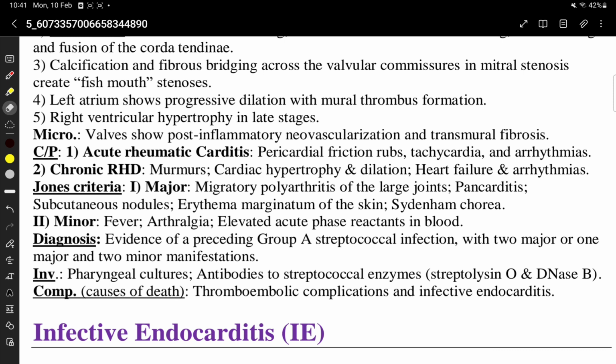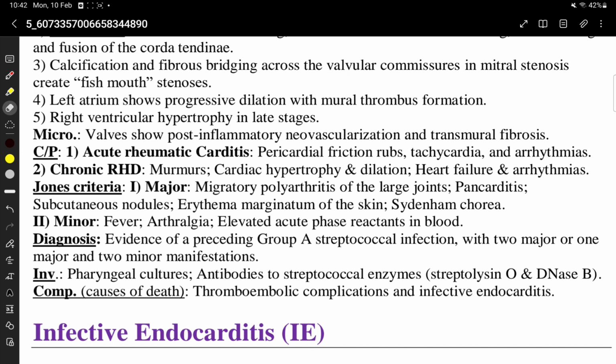Clinical presentations of acute rheumatic carditis are pericardial friction rub, tachycardia and arrhythmias. Clinical presentations of chronic rheumatic heart disease are murmurs, cardiac hypertrophy and dilation, heart failure and arrhythmias.